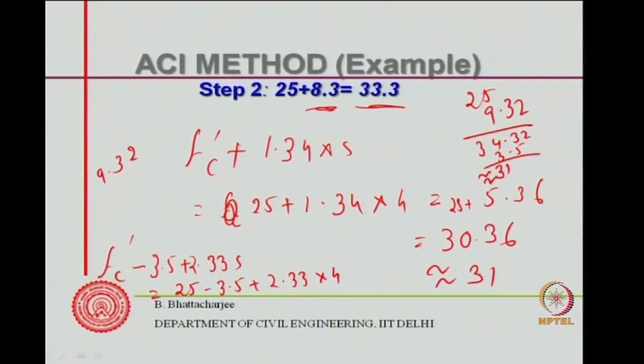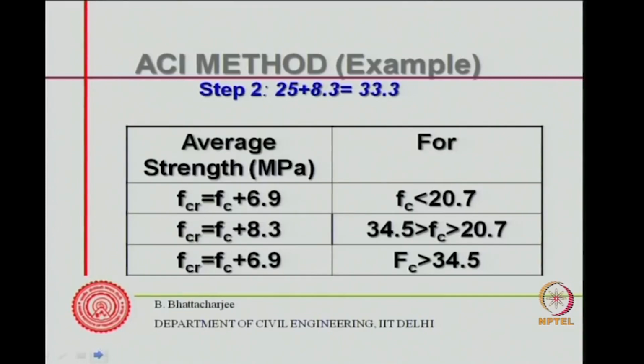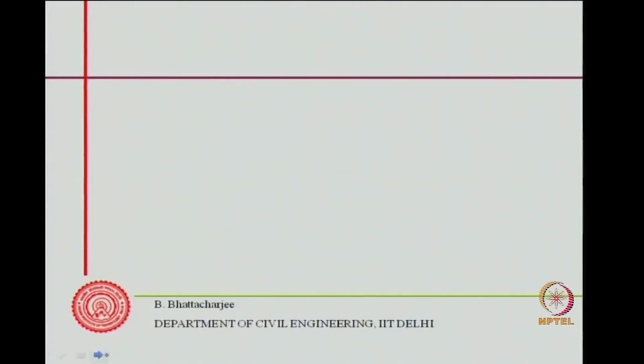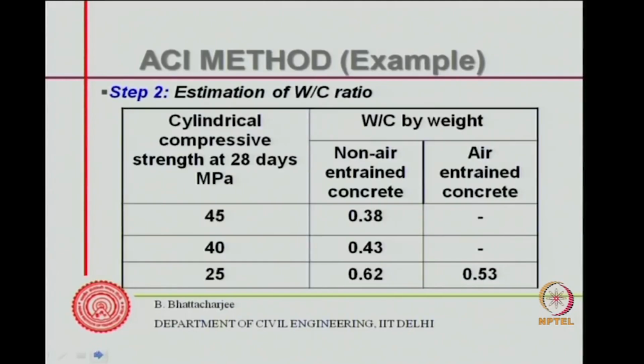So, both ways, taking the maximum of the two, I am getting 31. So it will be 31 if the standard deviation is known, and if it is not known, it would have come to 33.3. So average strength would be 33.3. One has to decide, since we said that the standard deviation is not known, so we will be designing for 33.3, and correspondingly I must find out the water cement ratio from the table.